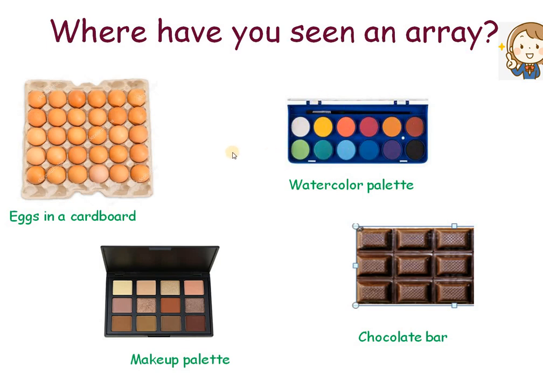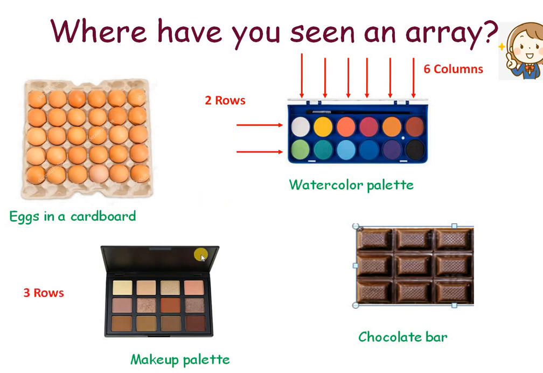Let's find out how many rows and columns there are in the watercolor palette. So this is the first row and this is the second row. So the watercolor palette has 2 rows. And how many columns are there? 1, 2, 3, 4, 5, 6 columns.